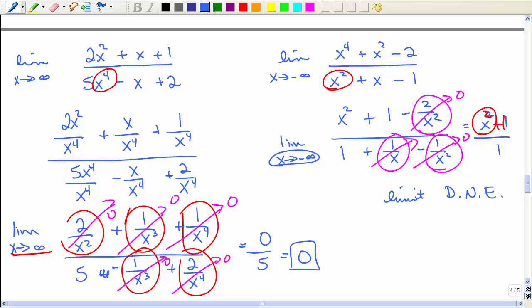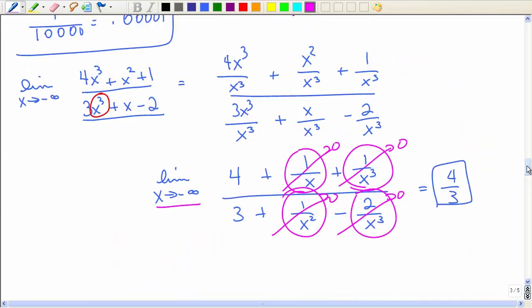Now the reason I wanted to do those two examples side by side is because here the highest power of x was in the denominator and you got 0. On this one the highest power, x to the 4th, was in the numerator and you get does not exist. So when the highest power is on top, you're always going to get a does not exist. When the highest power is on the bottom, you're always going to get 0. But when you have the same on top and bottom, you're going to get a numerical value.